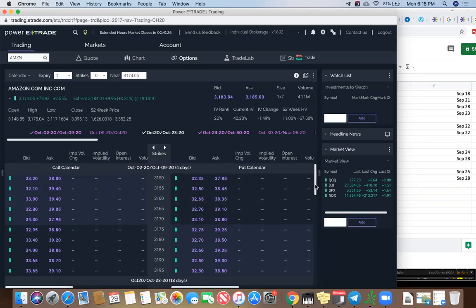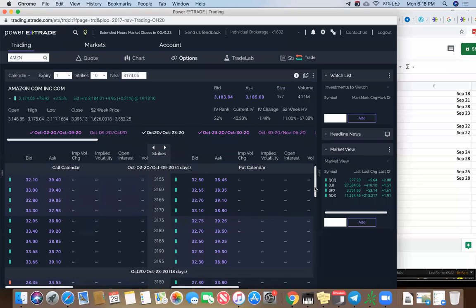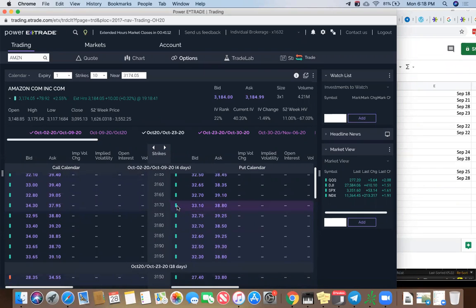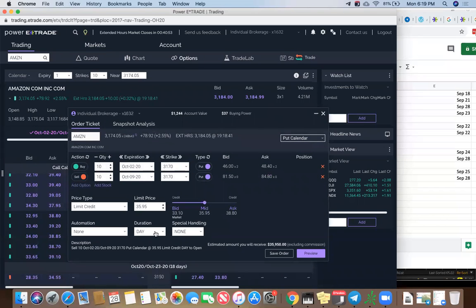Remember I told you the credit put spread means that you're selling the higher strike put and you're buying the lower strike put. Let's say right now the price is at 3170. I'm selling the higher strike put and buying the lower strike put, right? So that means I'm going for the credit. So let's do this.